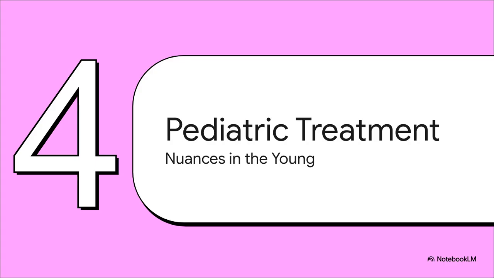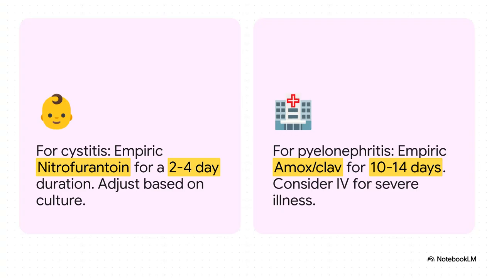Now, let's shift our focus to the pediatric population, because treating children comes with its own very distinct set of rules and risks. The approach in kids really hinges on whether the infection is just in the bladder or has moved up. For simple cystitis, a very short course of nitrofurantoin, just 2 to 4 days, is often enough. But, and this is a big but, if it has progressed to pyelonephritis, a kidney infection, you have to treat far more aggressively to prevent permanent renal scarring. That means a longer 10 to 14-day course of a broader agent, and you might even need to consider IV antibiotics for a severely ill child.